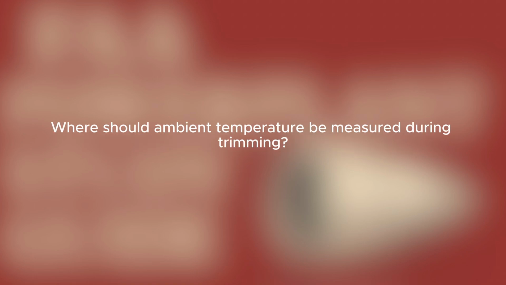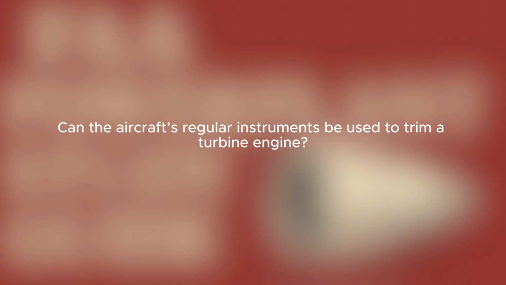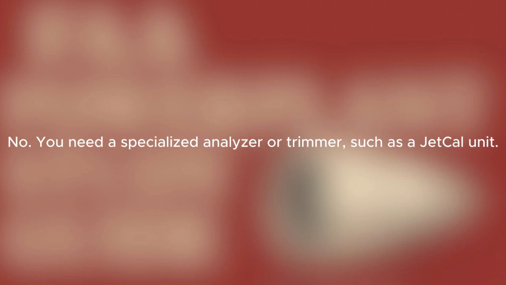Where should ambient temperature be measured during trimming? In a shaded area near the engine inlet. When should a turbine engine be retrimmed? Anytime thrust decreases or after maintenance that requires retrimming. Can the aircraft's regular instruments be used to trim a turbine engine? No. You need a specialized analyzer or trimmer, such as a jet cal unit.